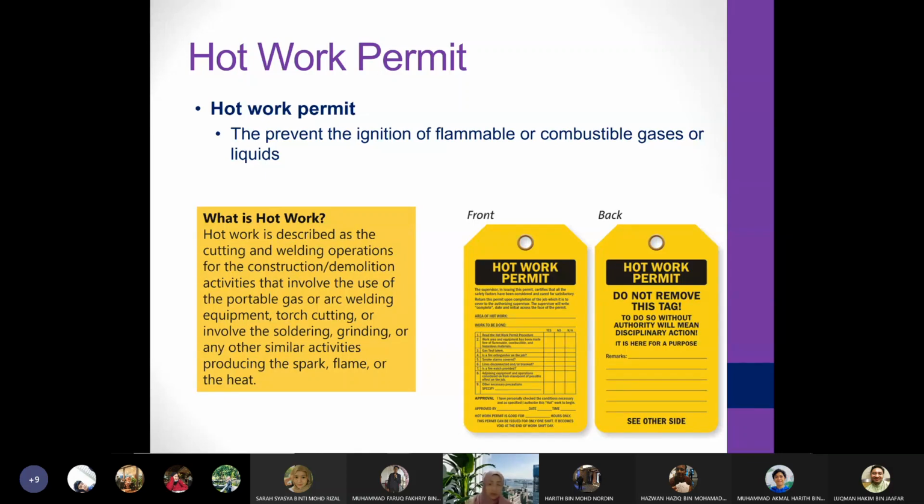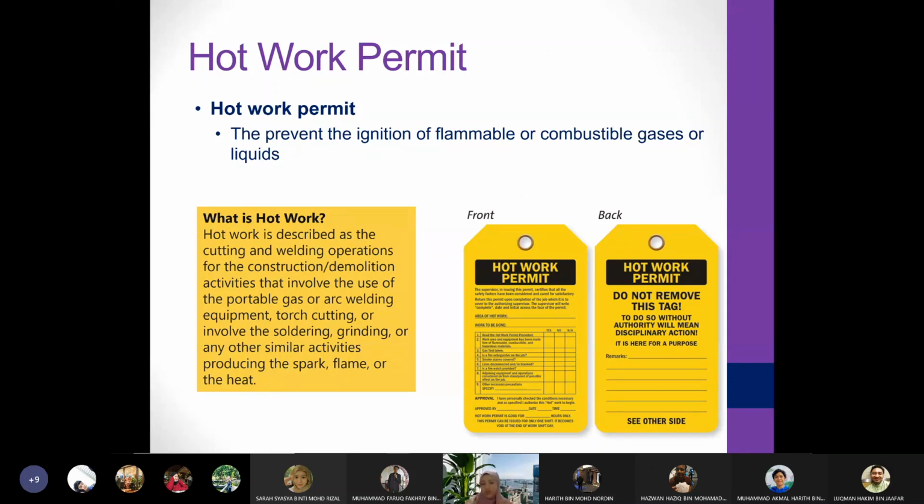Okay, so what is hot work? So hot work is described as cutting and welding operations for construction and demolition activities, and it involves the use of portable gas or arc welding, or torch cutting, and also when you do soldering, you do grinding, or any other similar activities that produce sparks, produce flame, or use heat. So you need to have this hot work permit.